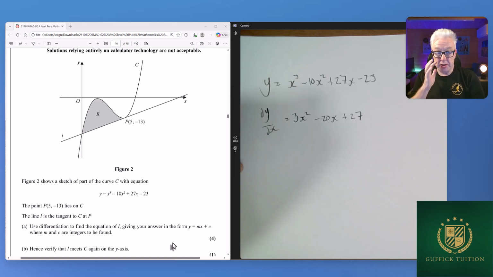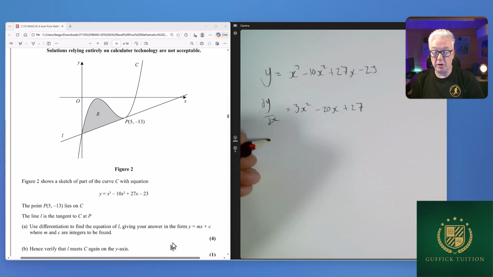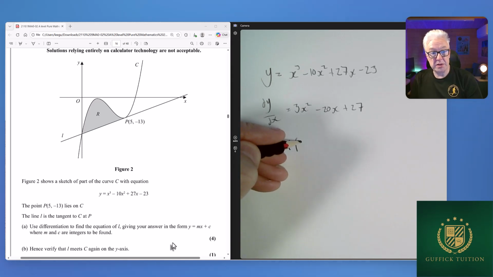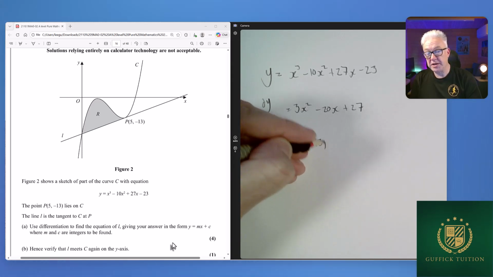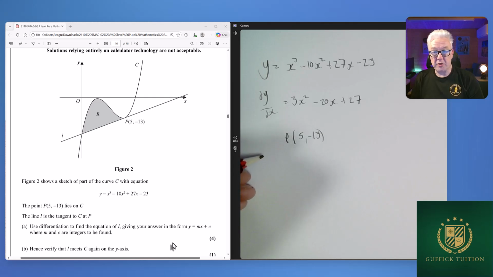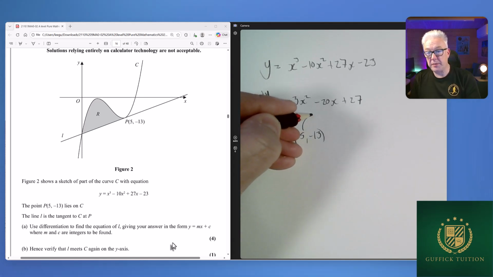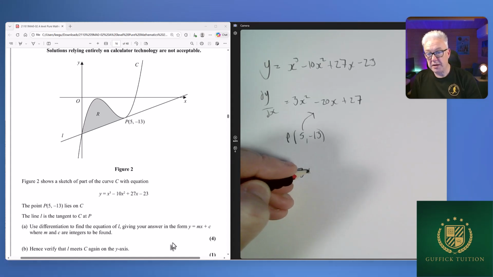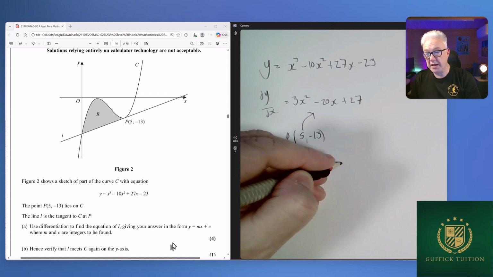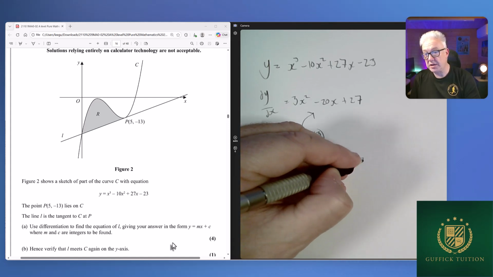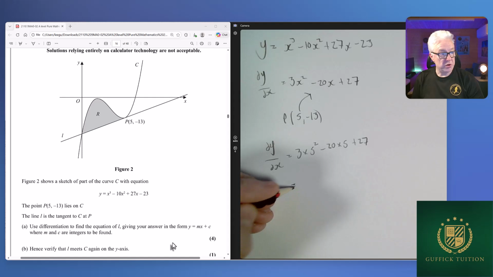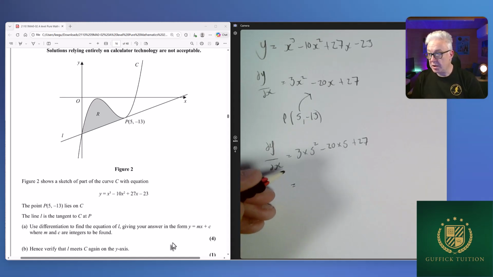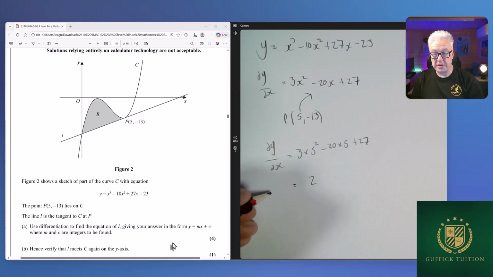Now, in order to find the equation of a line, we need two things. We need a gradient and we need a point on the line. We've got a point already. We're told that (5, -23) is a point on the line, but we need a gradient, and in order to do that we need to sub in the x coordinate into our gradient function, into our dy by dx. So we're going to have 3 times 5 squared minus 20 times 5 plus 27, which when we work that out is going to give us 2. Okay, so that whole thing works out to be 2.